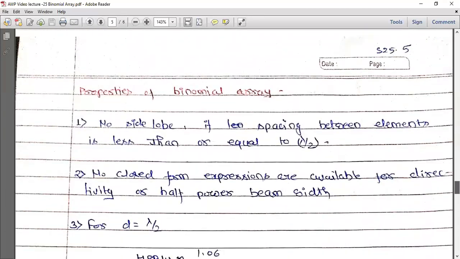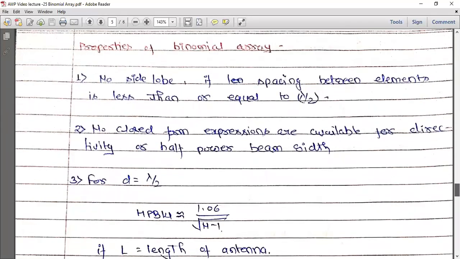Now, there are some properties of binomial antenna array. Actually, for binomial antenna array, a very quantitative derivation is not possible. It is not even given for a generalized quantitative derivation of the characteristics of binomial antenna. That's why the things are considered in a qualitative manner. So we are expressing them just in terms of properties of this binomial antenna array.